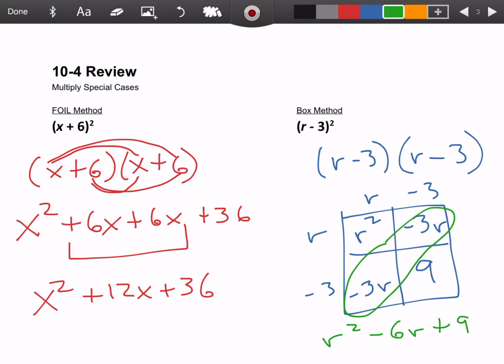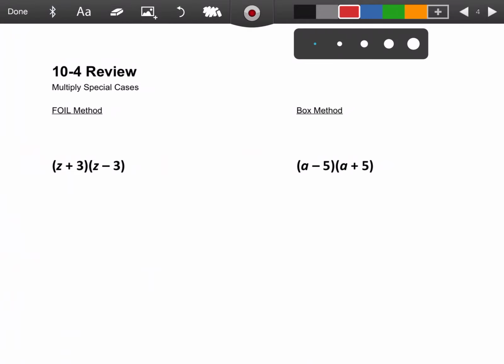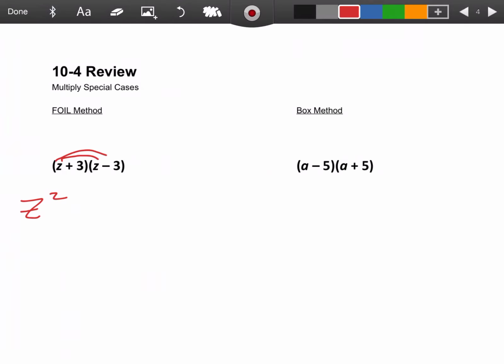And then we have r times negative 3, so we have negative 3r. Another negative 3 times r, so we have a negative 3r. And negative 3 times negative 3, that would be a positive 9. So once again, combine our diagonal terms there, so we'd have a final answer of r squared, negative 3 plus a negative 3, that would be a negative 6r plus 9. So those are 2 examples of the 10-4 review. We have a couple more that we want to go through.